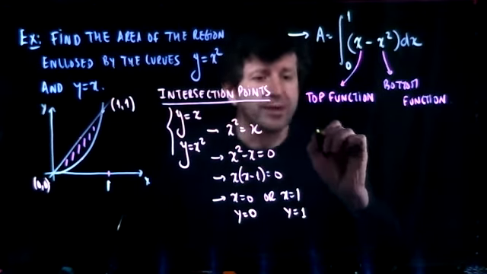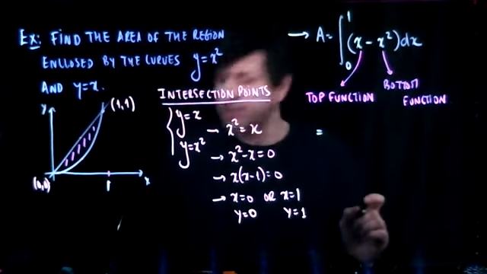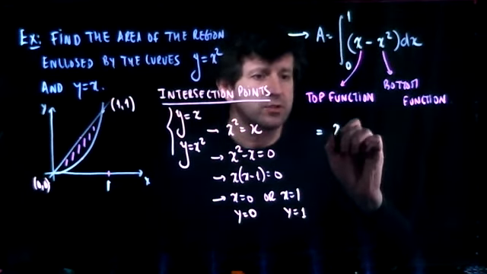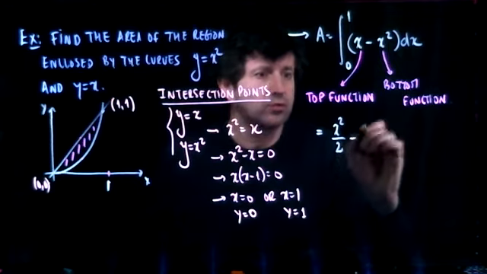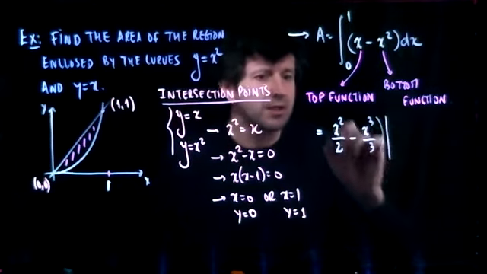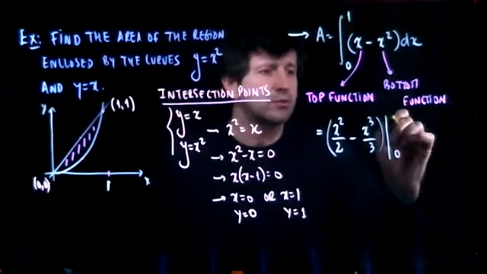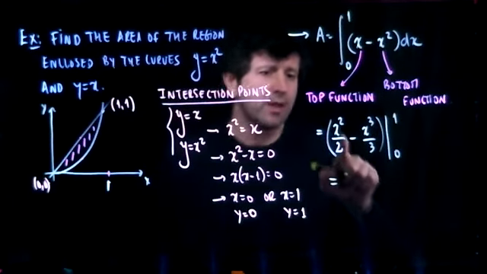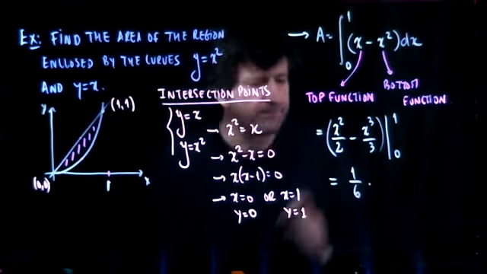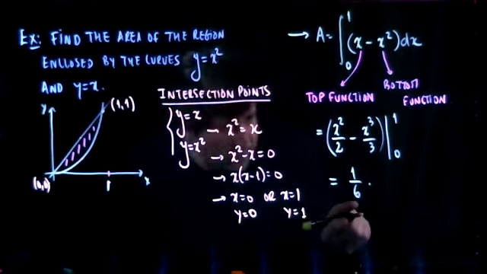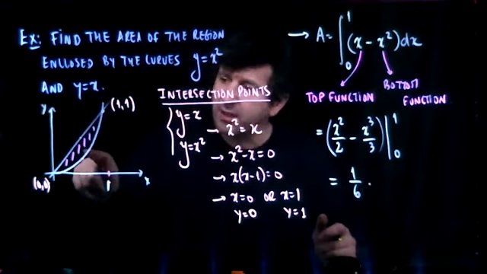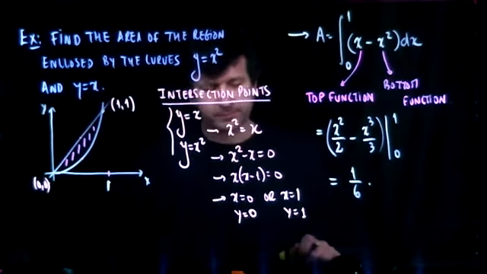Okay, at this point this is a very, very easy integral to evaluate, as you see. It is just x squared over 2 minus x cubed over 3, all evaluated from 0 to 1. That gives me 1/2 minus 1/3, and that's 1/6. This 1/6 is the exact area, so 1/6 units squared, whatever the unit is, is the area of this region.